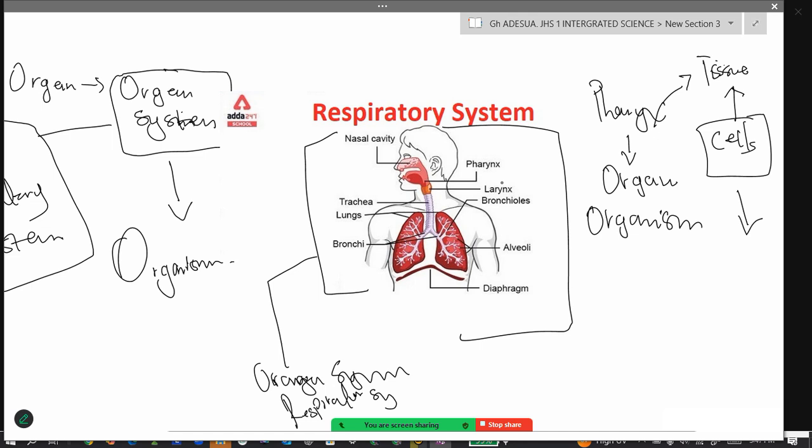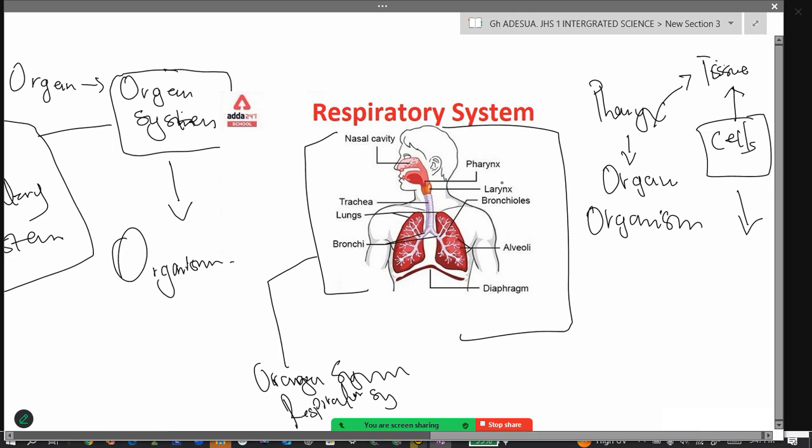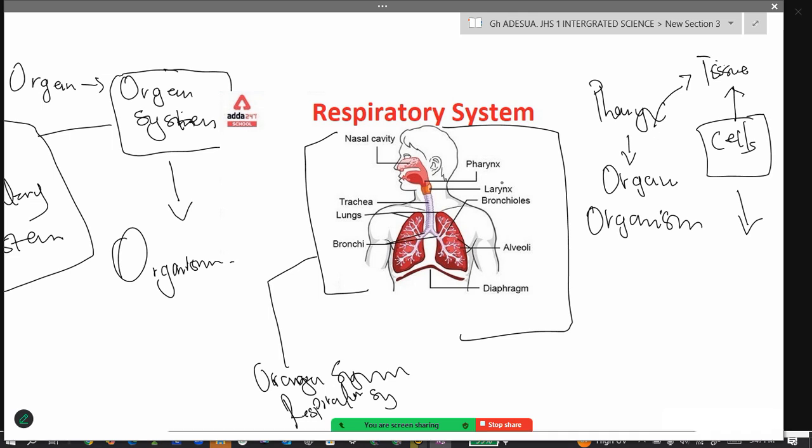So that is it. Now this is the respiratory system, and that is what we are going to talk about. This is the diagram with the labeled parts. We are going to talk about the structures of the respiratory system and their functions.